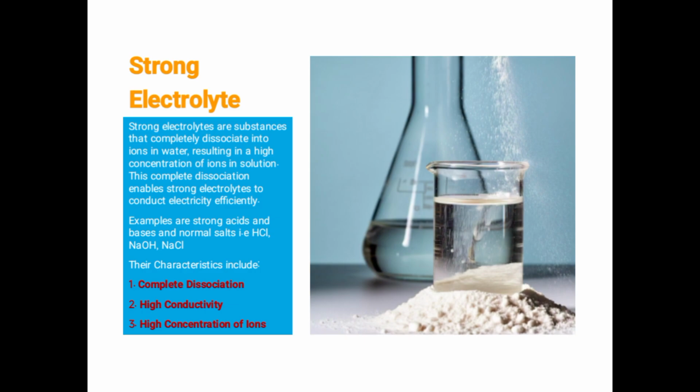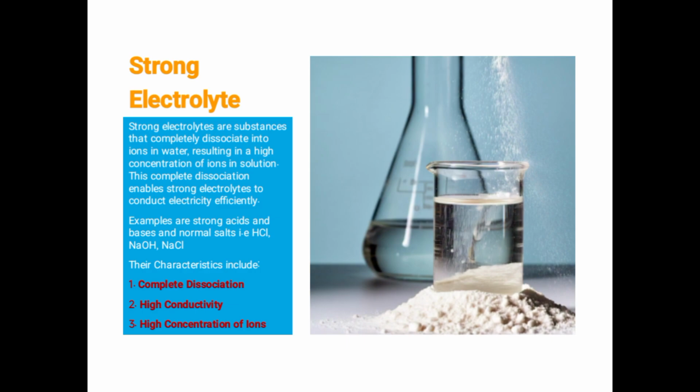Examples of a strong electrolyte include a strong acid and a strong base. Examples of strong acids include HCl and H2SO4, and examples of strong bases include NaOH and KOH respectively. There are key major characteristics of a strong electrolyte. Number one, it undergoes complete dissociation.